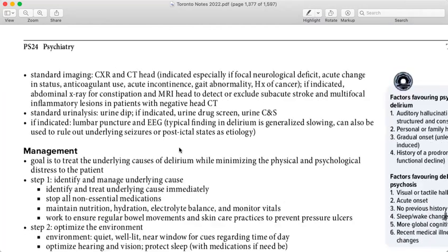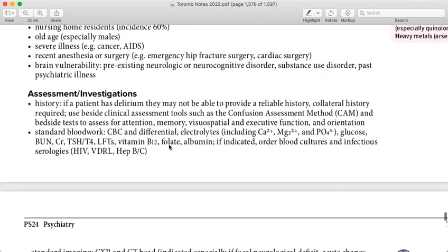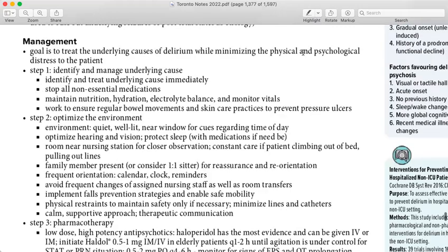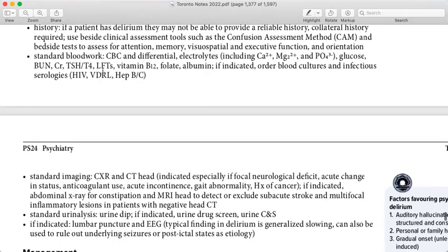Let's start with the management of delirium. What is the basic management? First, the goal is to treat the underlying cause of the delirium while minimizing the physical and psychological distress. You can use the same management for dementia as well, because in the early stages they might feel the same, but once the diagnosis is confirmed, you will do the specific management according to that.